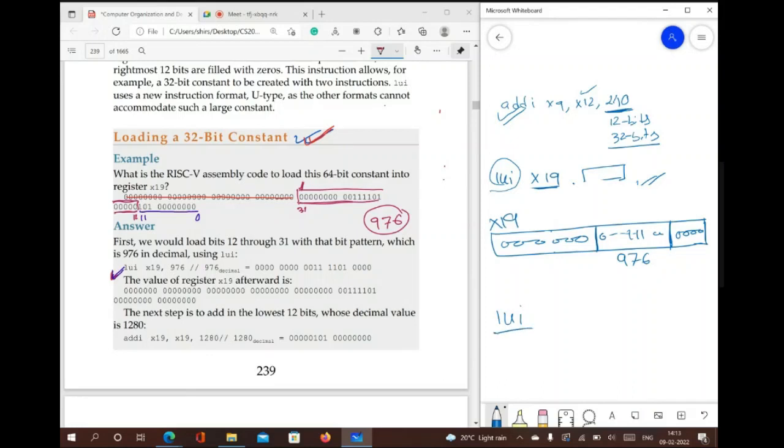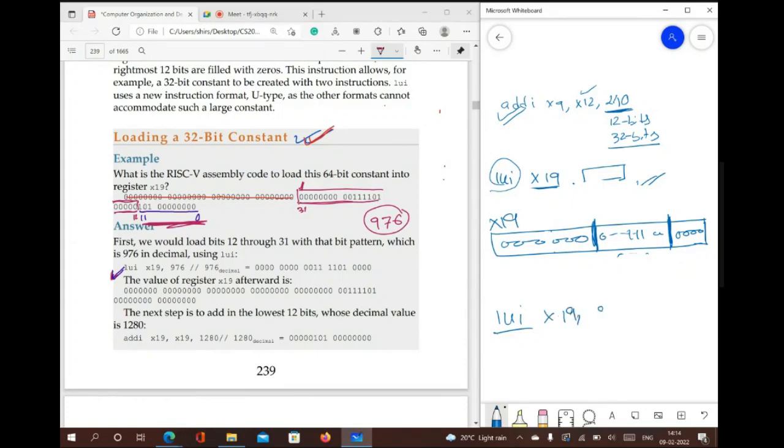But this is not the complete constant, right? Because we have only loaded 976 into x19, and that too in this location. The complete constant also has some bits from 0 to 11, and these bits have not been loaded yet. So for this, you can use an addi instruction after this LUI.